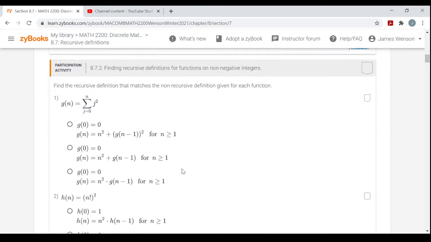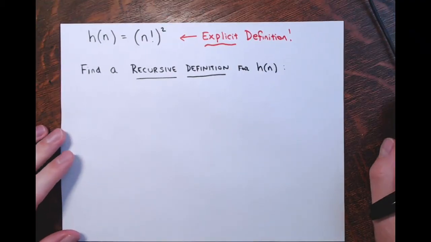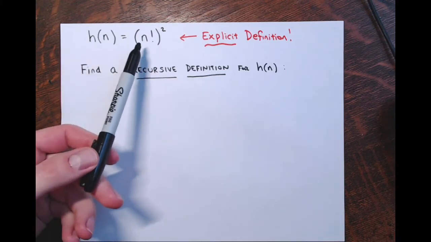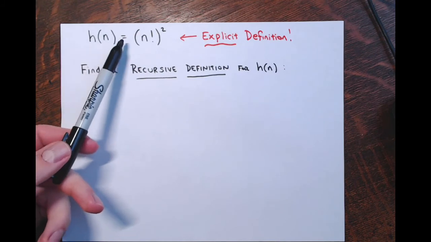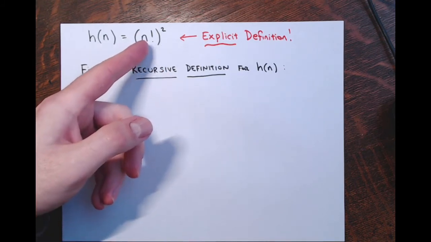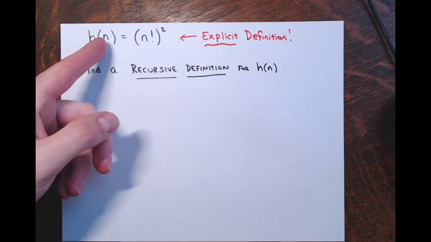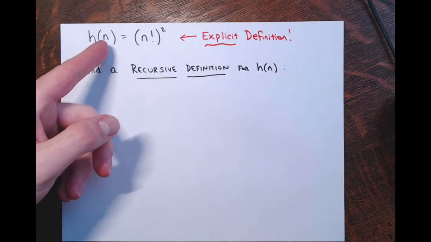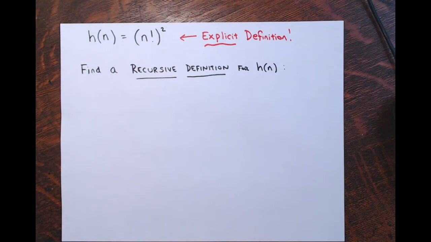Alright, and I'll do one more of these. I'll skip the first one, I'll leave that one to you, and let's look at number 2 here. Alright, so in this second activity, we're given an explicit formula for the function. So here's h of n equals just n factorial squared. See how the output does not rely on previous values of h, right? If I want the output at 50, I just plug in 50 here, get 50 factorial squared.